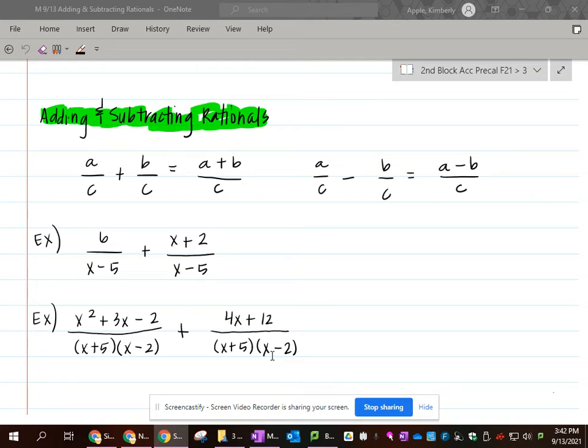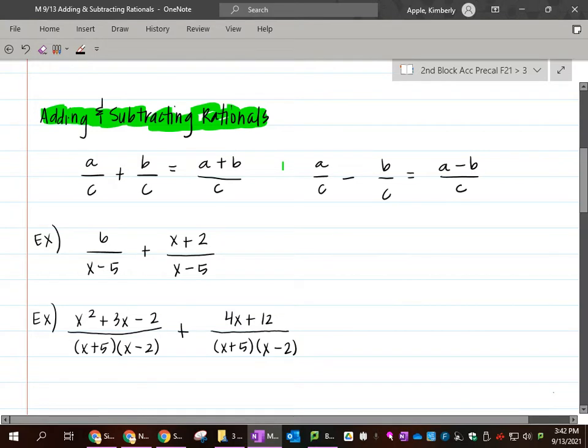All right, guys, this is adding and subtracting rationals. And so just to review the rules about adding fractions, they have to have the same denominators. So notice both of these fractions, a over c plus b over c, we just combine the tops or the numerators and keep the same common denominator. And so that's how we're going to start.